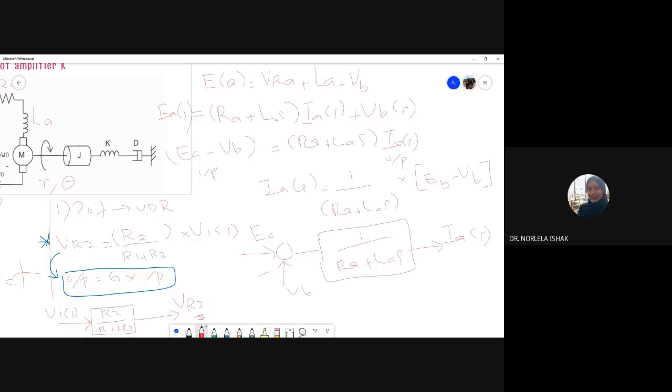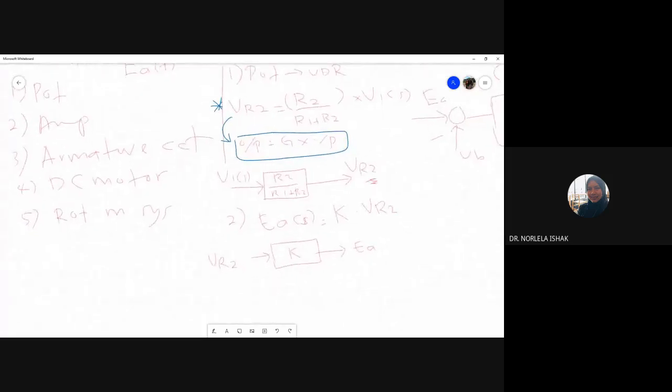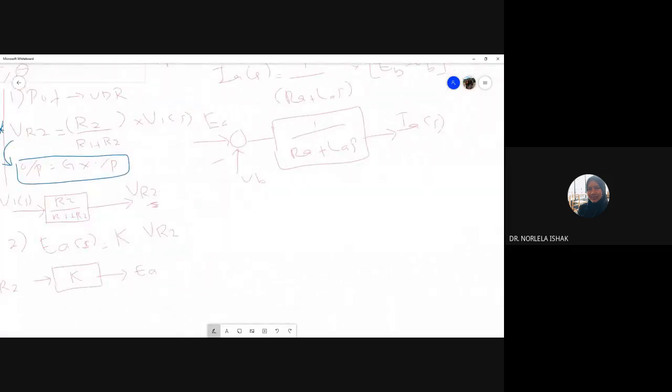Okay, so we settle our armature circuit, and then the next one you have to derive your DC motor. So DC motor, how many equations can you derive from the DC motor? Number 4, DC motor. How many equations can you derive from the DC motor? Ada berapa equation you derive dekat DC motor? How many equations? One is for back EMF. Okay, for back EMF, satu equation. Another one is the torque.